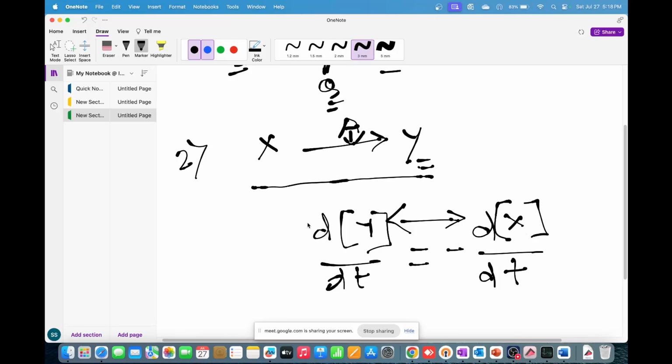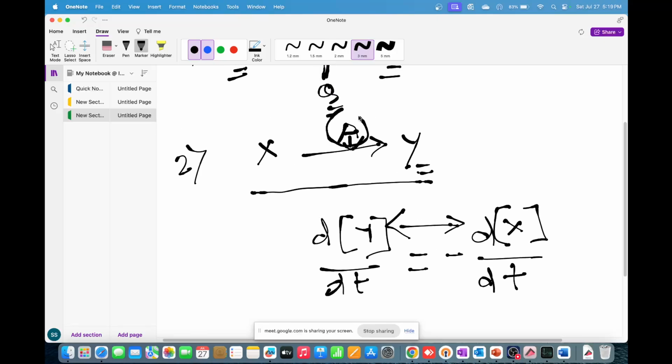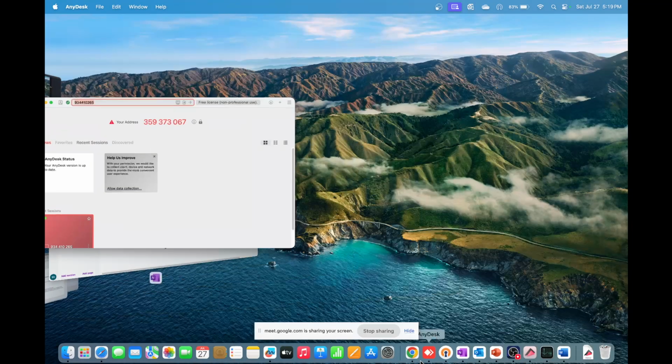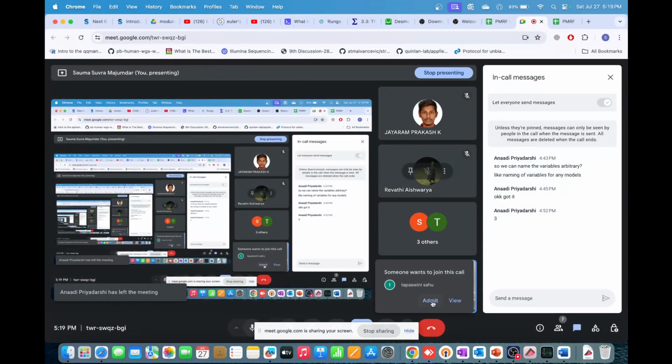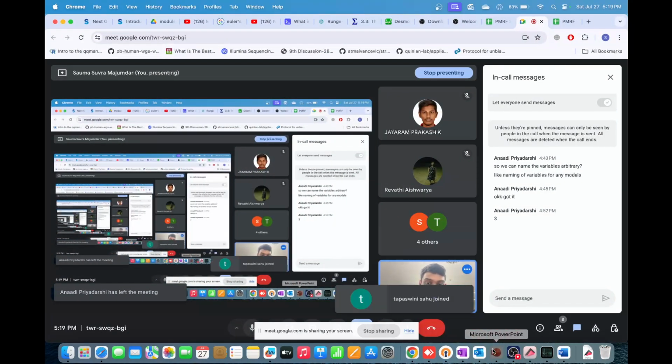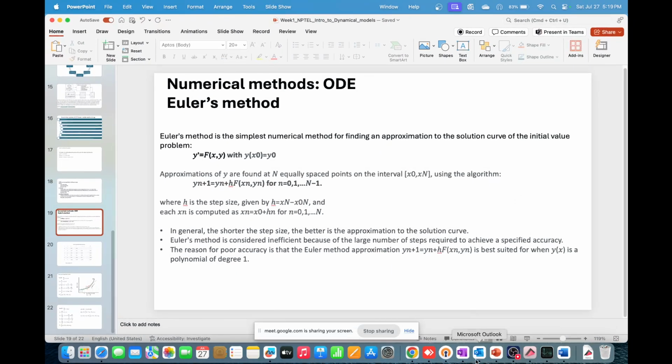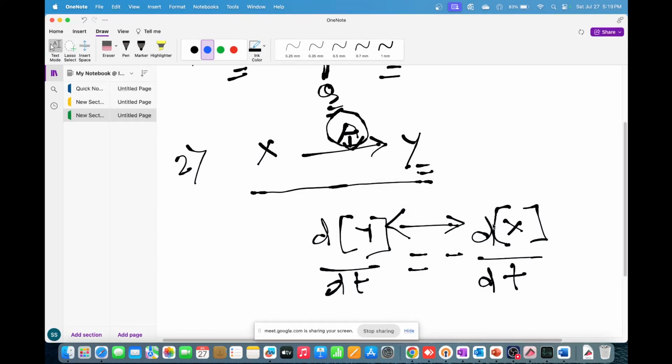Now, why is A not involved? Just a second, somebody's trying to enter. Why is A not involved?